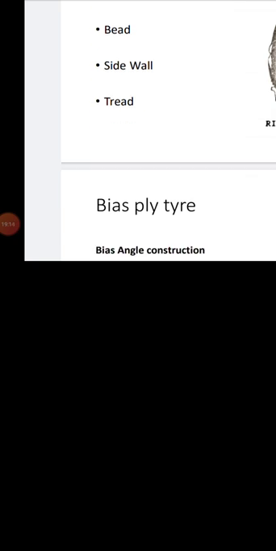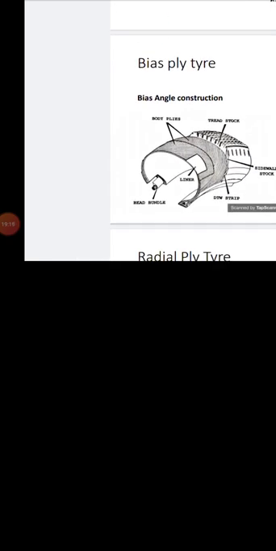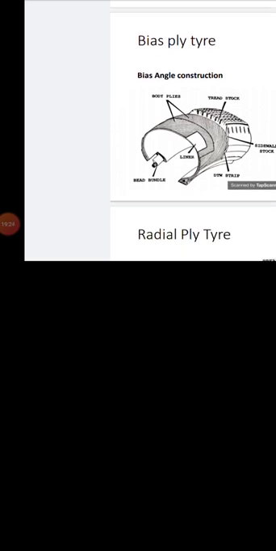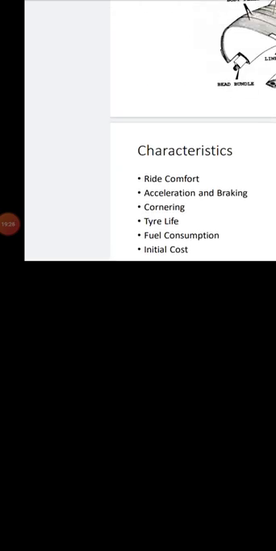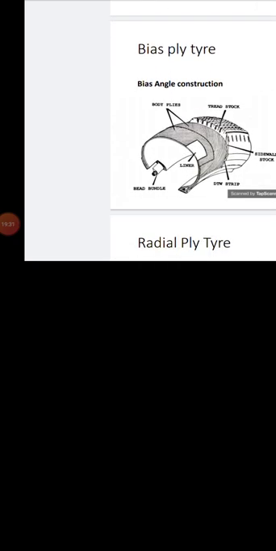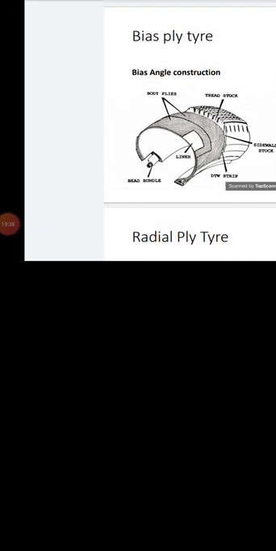Okay, now as per ply consideration, we can divide the tire into types. Basically two types: bias ply type and radial ply type. And in bias ply type, that is bias angle construction, and another is belted bias construction. So these are the types of tire.